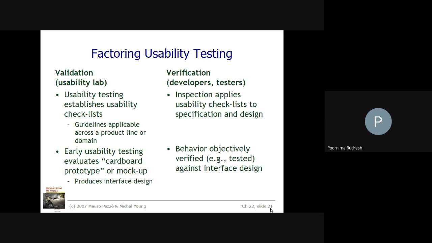Validation says about the usability lab, and verification is by the developers and the testers. Usability testing establishes the usability checklist, for example, the guidelines applicable across a product line or the domain, whereas the inspection applies the usability checklist to the specification and design. So with respect to validation, we say that usability testing establishes the usability checklist, whereas in verification, the inspection applies usability checks at the specification stage as well as at the design stage.